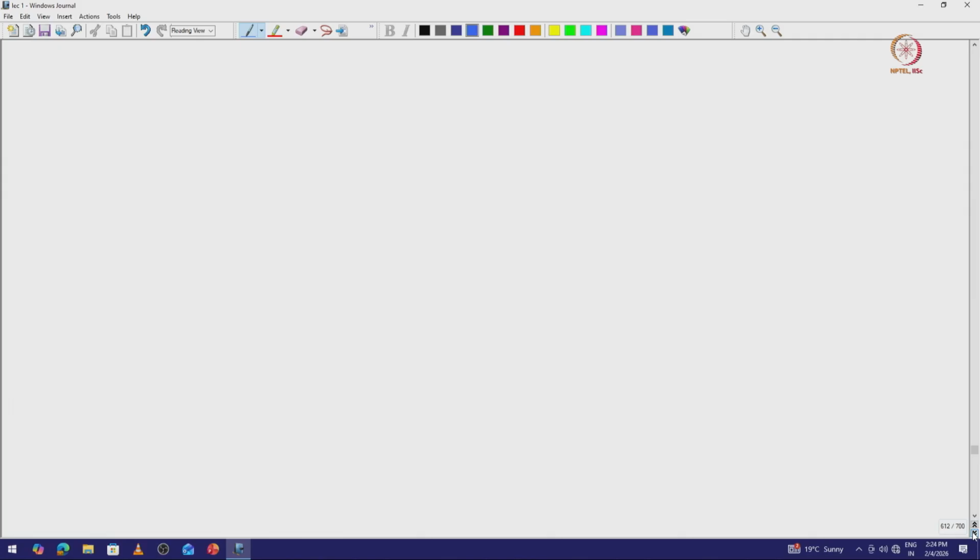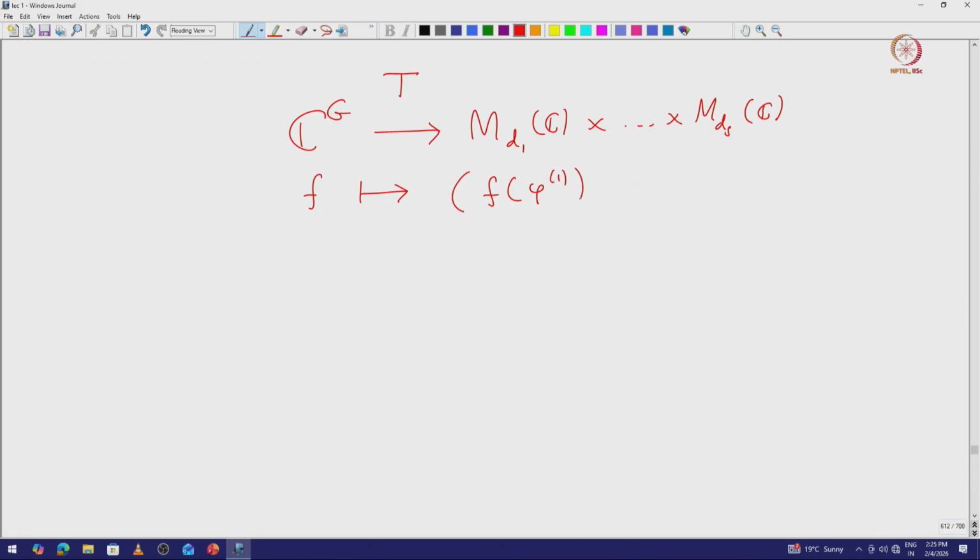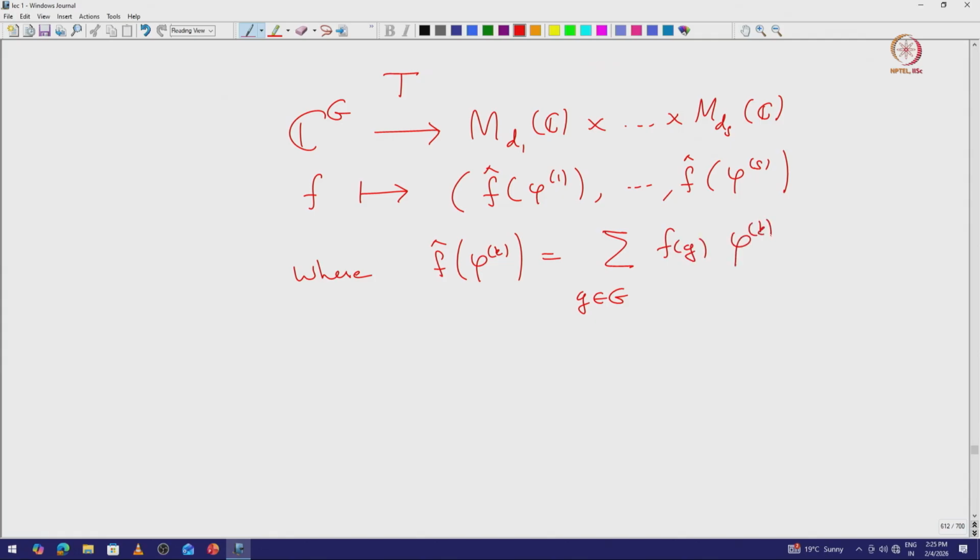Let us actually go through slowly and check the properties that we have left. Recall, we have this map T from C[G] to the matrix algebra M_{d_1}(C) cross etcetera M_{d_s}(C), where f is sent to f hat of phi 1 etcetera f hat of phi s, and where f hat of phi k is defined to be the summation over g in G of f(g) times phi_k(g) bar. This is what we have defined. Now, what we want to check is that this is indeed a linear map from the vector space C[G] to the targeted product of matrix algebras. So why is this linear?